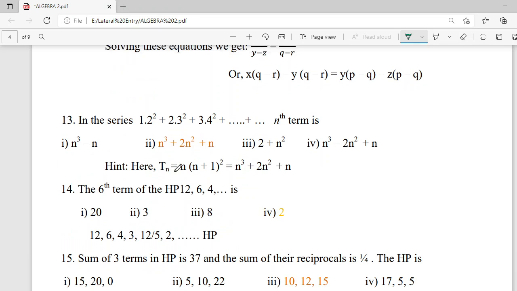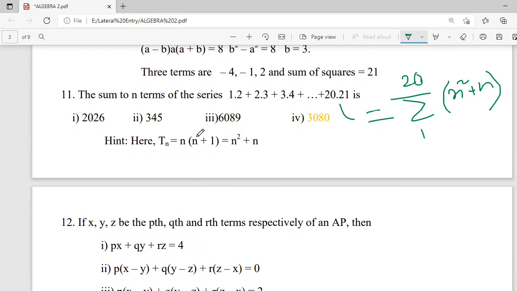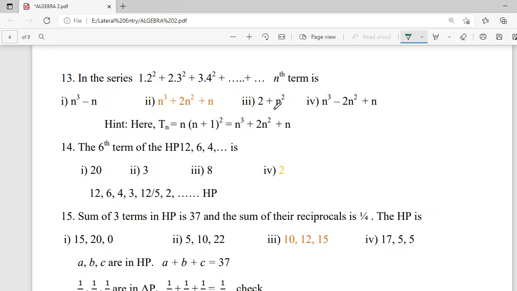Then this is number 11. So here also you write the common pattern. So Tn. So here we write 1, 2, 3. For the first term it is 1 into 1 plus 1 whole square. For the second it is 2 into 2 plus 1 whole square. Then 3 into 3 plus 1 whole square. So nth term, or you may write rth term, it is n cube plus twice n square plus n into n plus 1 whole square. So this nth term is n cube plus twice n square plus n.